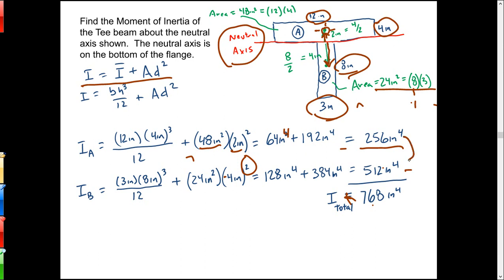And then you just add the two together. That's how you get the total moment of inertia. Just add up the pieces. It's 768 inches to the 4. So that number gets you some indication of how much that thing will bend when it's loaded. There are other factors you need to look at with it, but that gets you a start on it. Okay.